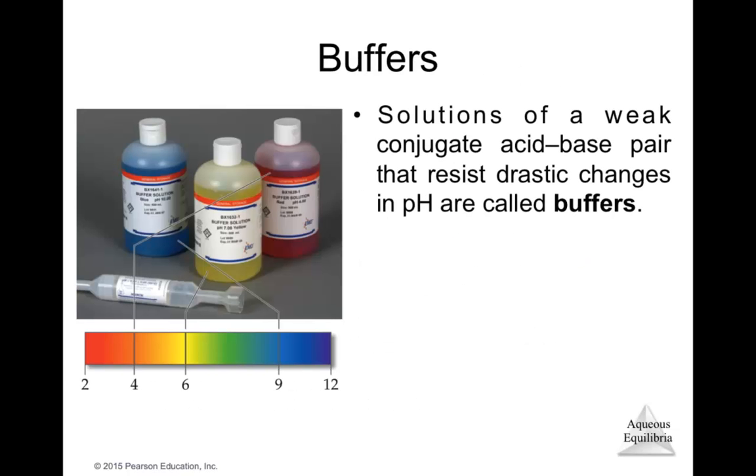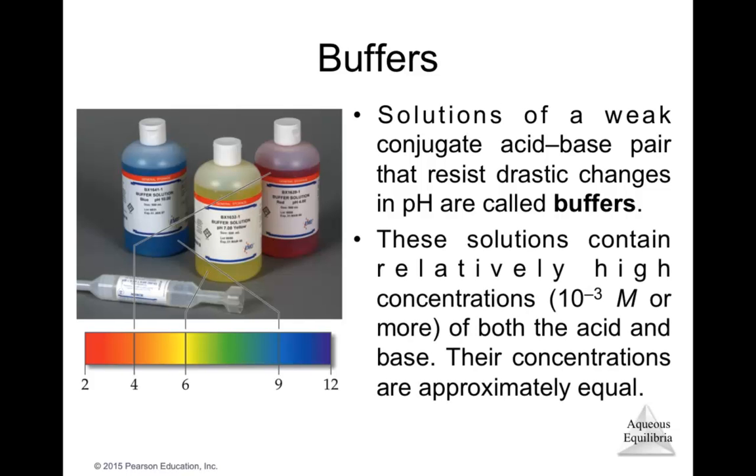Buffers. Solutions of a weak conjugate acid-base pair that resist drastic changes in pH are called buffers. These solutions contain relatively high concentrations, 10 to the power of minus 3 molar or more, of both the acid and the base. Their concentrations are approximately equal for both the acid and the conjugate base.